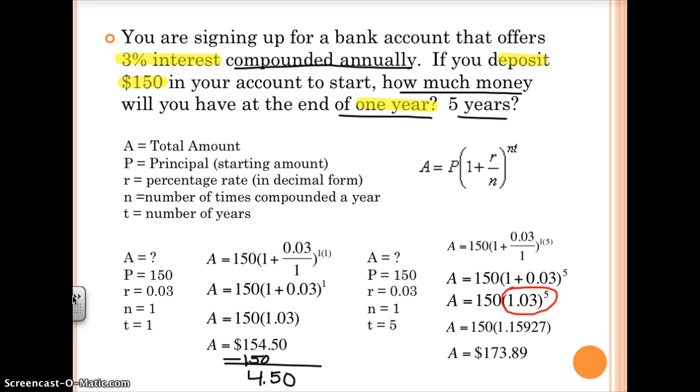So if we wanted to know how much total interest we've made, we would again subtract our starting amount, and the interest we've made over 5 years is $23.89.